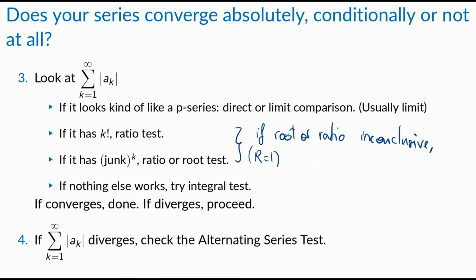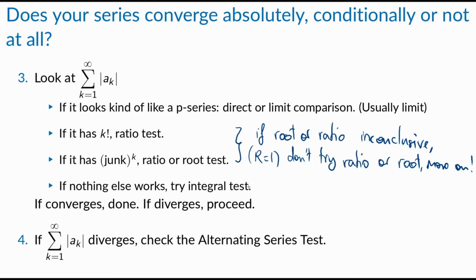So if big R is 1 for the root test, it's going to be big R equal to 1 for the ratio test, right? So move on to a different thing. Don't try ratio or root. You have to move on. Okay, so that's a useful thing to remember, that ratio and root are about equally powerful.